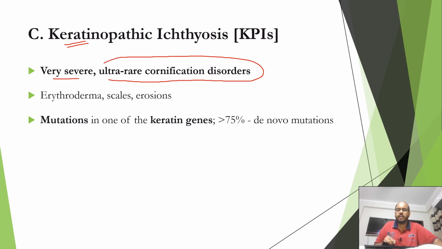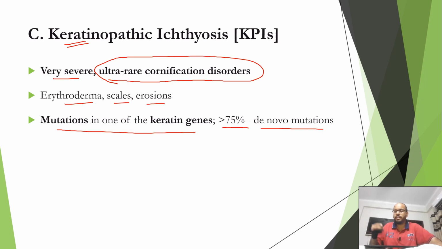That is what we call this group of disorders because they are rarer. There is background erythroderma, scales and erosions. We know whenever keratin is mutated, we have this kind of erythema and defective adhesions. We have seen the same in the epidermolysis bullosa group of disorders, didn't we? The mutation lies in one of the keratin genes. More than 75% of cases have de novo mutations. That means newer mutations. Let's move forward.